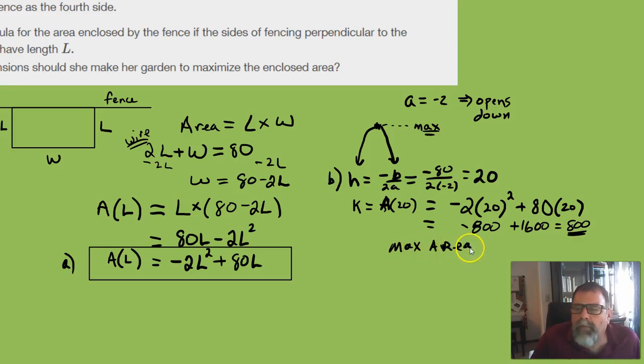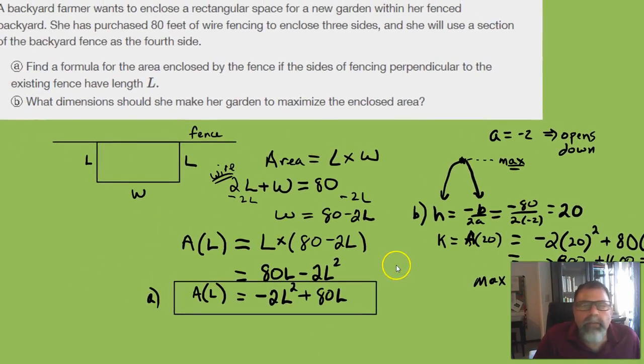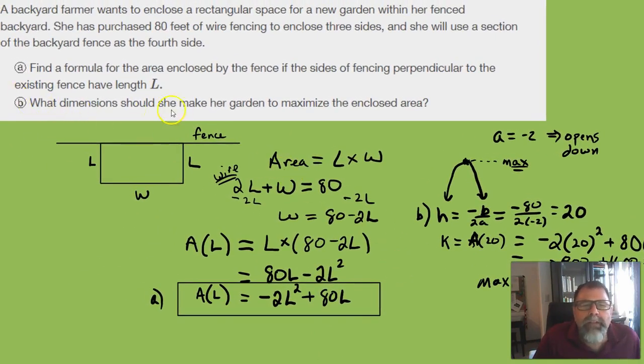Oh, that was not what they were asking for. What were they asking for? Let me go back and read the question. Got sidetracked here. What dimensions would maximize the enclosed area? So we didn't want to know what the maximum area is. We want to know what L and W are.